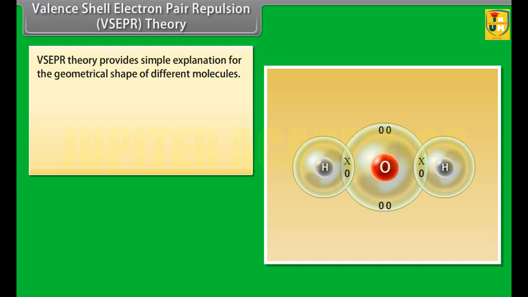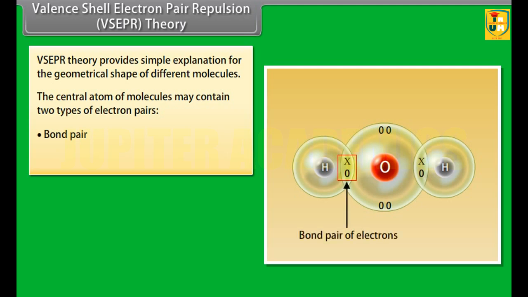VSEPR theory provides a simple explanation for the geometrical shape of different molecules. The central atom of molecules may contain two types of electron pairs. They are bond pair and lone pair.